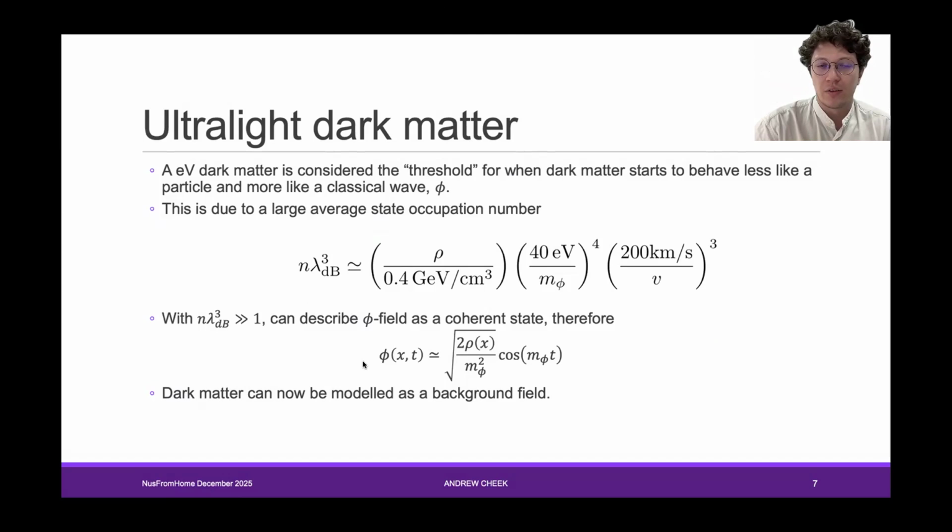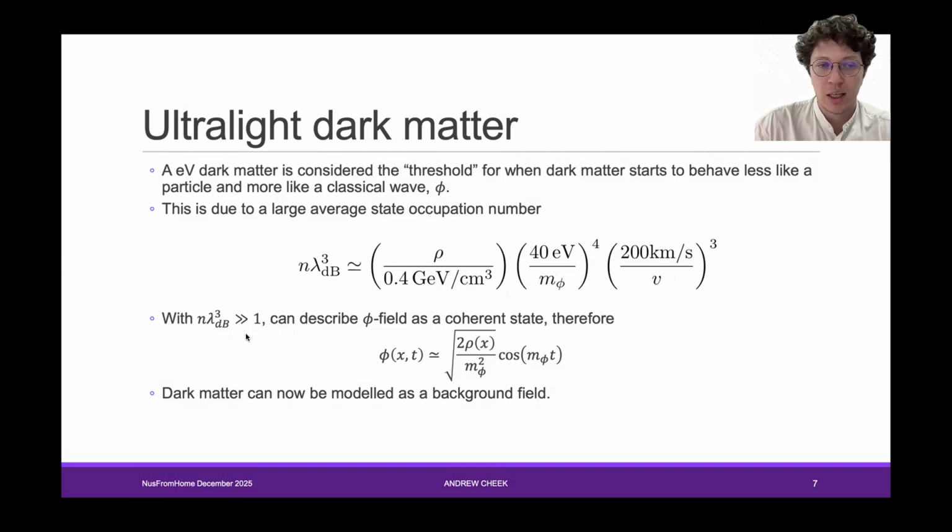Now, this is due to the fact that if you calculate the state occupation number, basically the number density in a de Broglie wavelength, using the values for the local dark matter energy density and the velocity, as inferred from the velocity dispersion relationship or from the Maxwellian of the dark matter profile, you can get this relation here. You see that in order for this occupation number to be very large, you need a scalar field with a mass much less than around 40 eV or an eV.